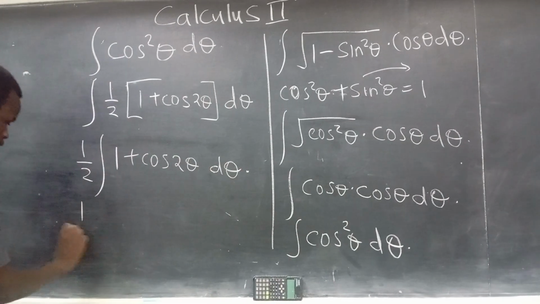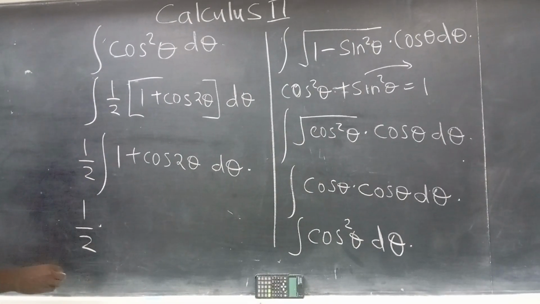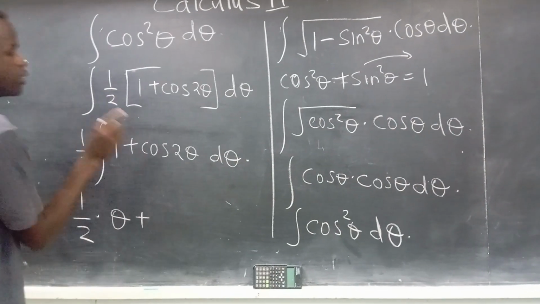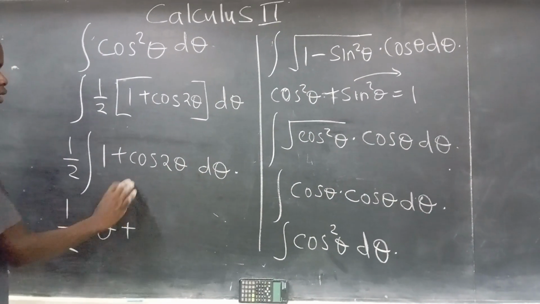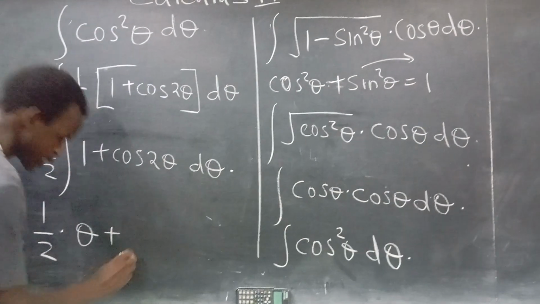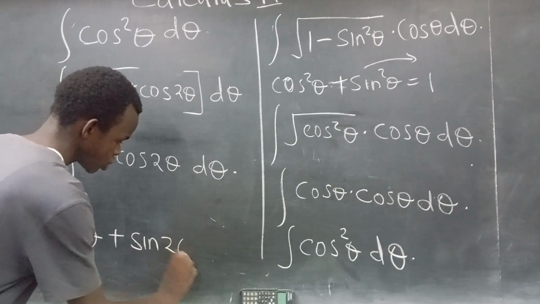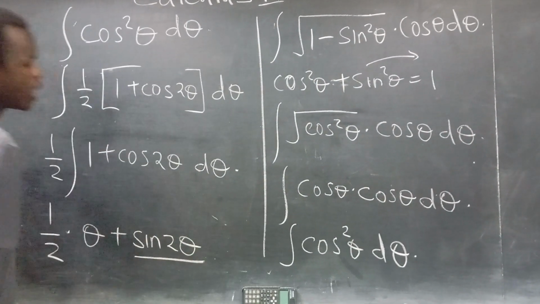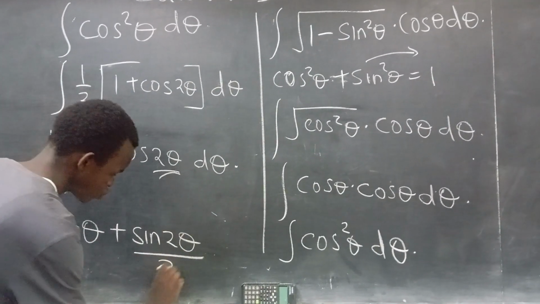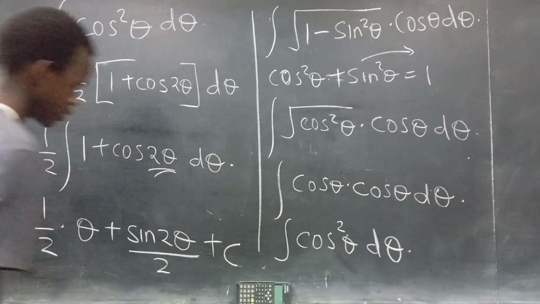Okay, so I'll get my a half multiplied by, remember a half multiplies all the things inside the bracket, so I'll get my theta, plus, from the video on trigonometric integral, you just integrate cos. When you integrate cos, you get sine. Write the argument the way it is, 2 theta, then divide it by the derivative of the argument. So the derivative of 2 theta is just 2. So this is our answer, then add a constant c.